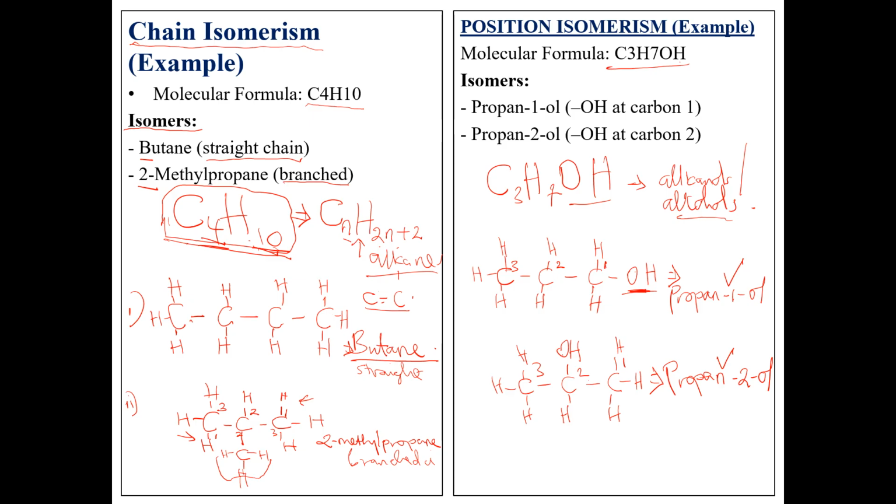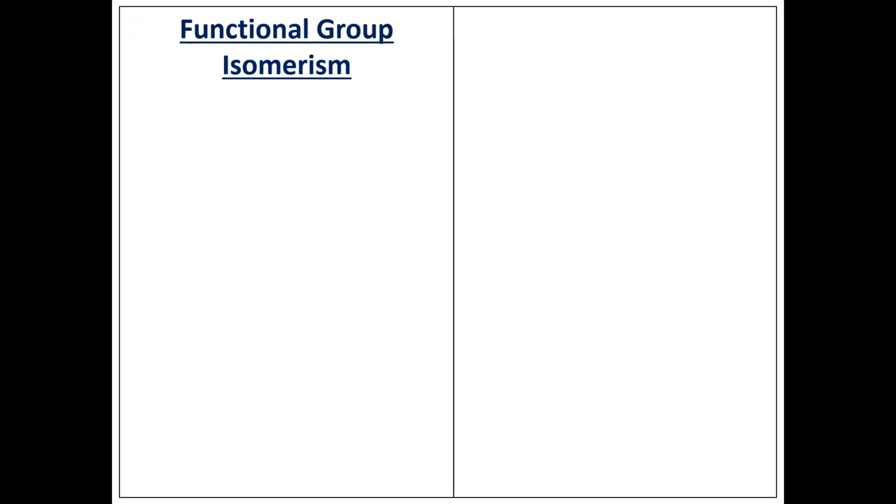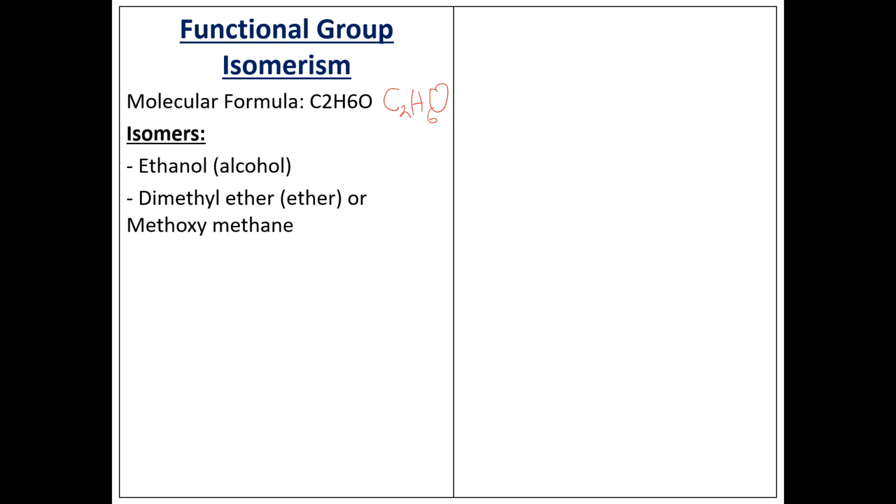Hope that we are moving together and we are understanding the difference between the chain isomerism and the position isomerism. And now let's look at the functional group isomerism. We have that example, which is C2H6O. We are saying that we can have different isomers where we have 2 carbon atoms with O. We can have the ethanol. We can also have an ether.